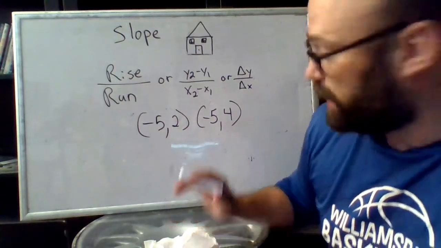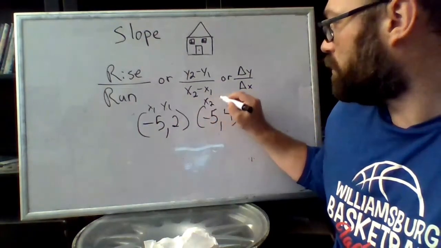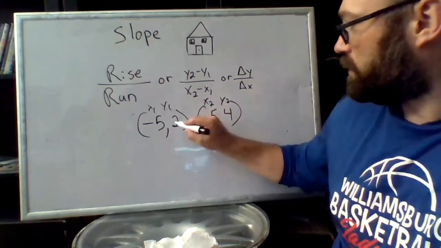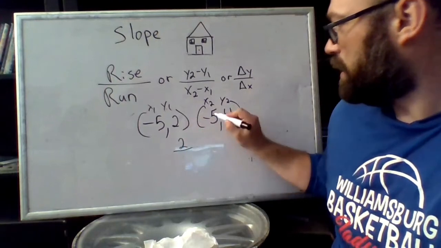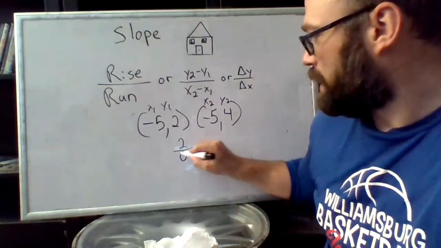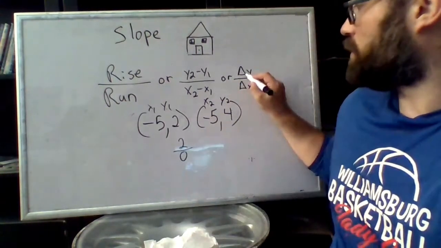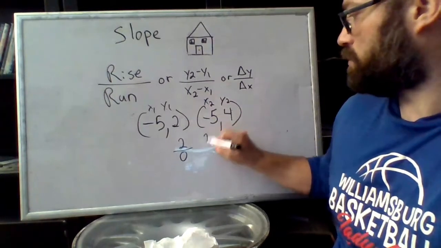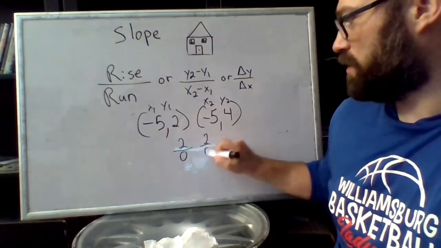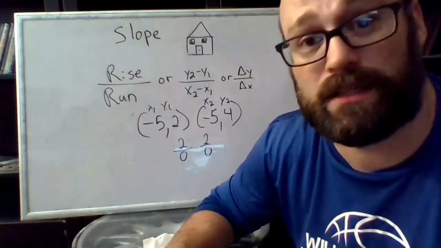Because if you do the x1, y1, x2, y2, 4 minus 2 is 2. -5 minus -5 is 0. And so 2 divided by 0. So if we do the change from 2 to 4, it's 2, and the change in x was 0. Now, can you divide by 0? No, it's undefined. This is undefined.